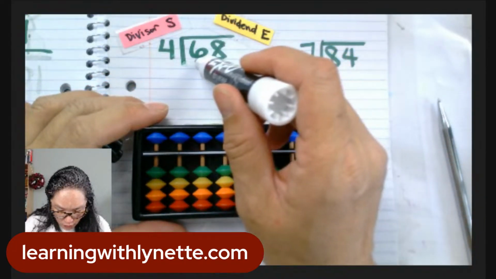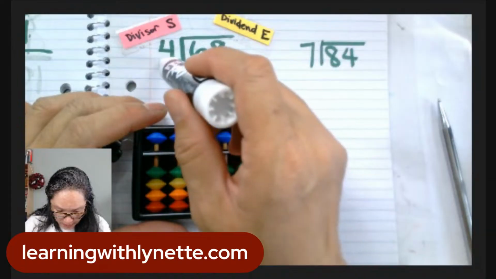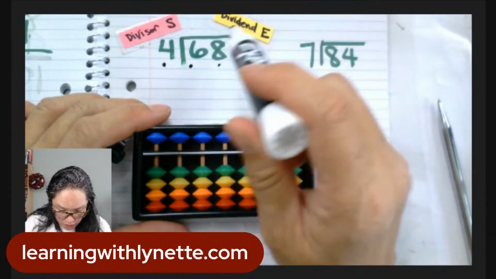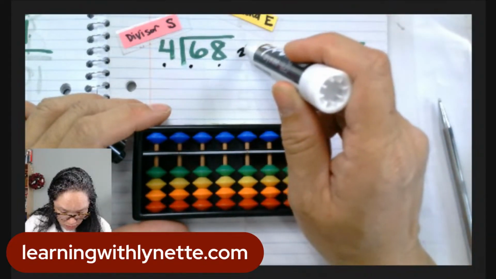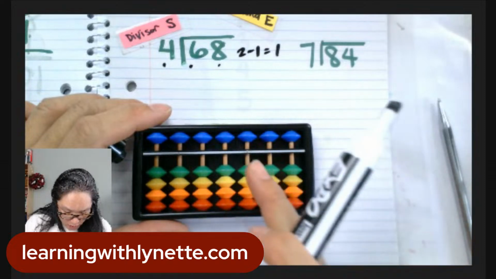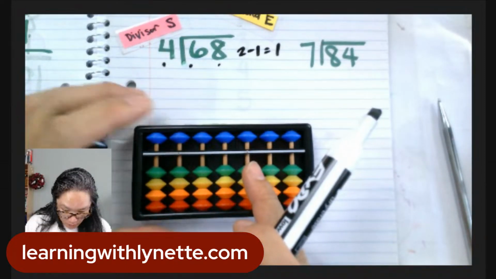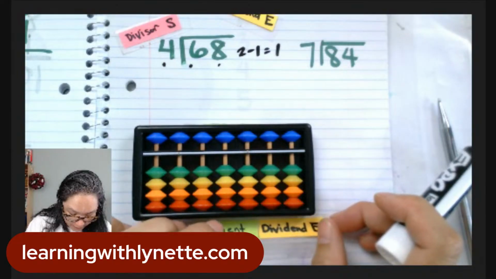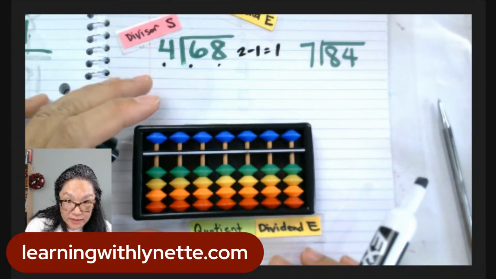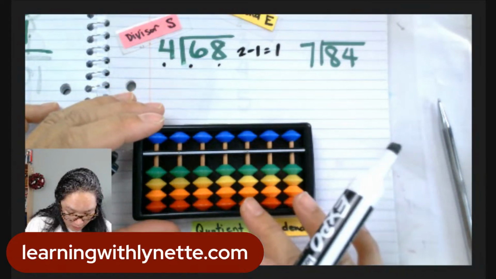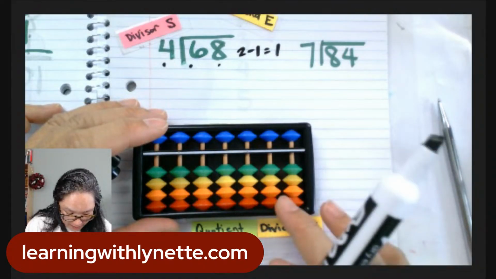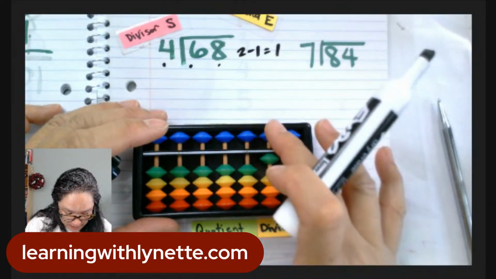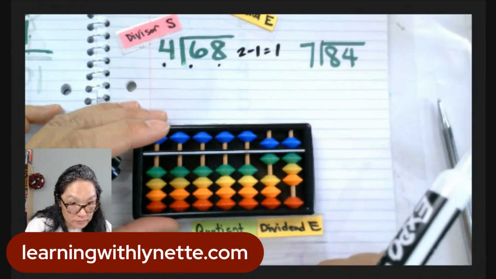So we have two digits for dividend and one divisor. 2 take away 1 is equal to 1. So my answer is going to be here. This is where my quotient will be. It's a moving number, right? There's my quotient and there's my dividend. My quotient will be here, 1. My dividend is going to be here, 68.